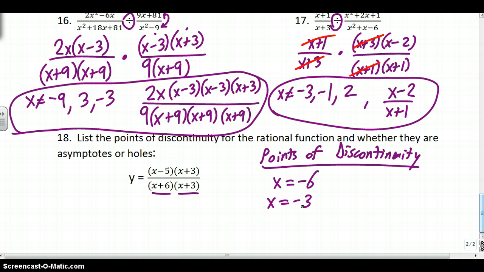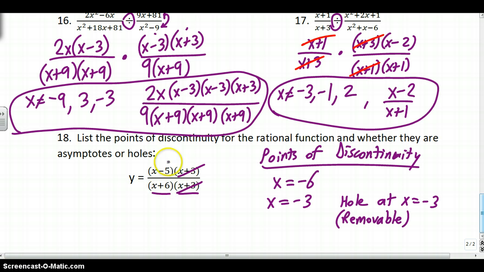Now, which one of them cancels? Only the one that gives you -3 cancels. That means there's a hole at x equals -3. We also called that removable. So if you happen to see that, removable hole, think about taking dirt from the earth. You're removing it from the earth, it makes a hole.